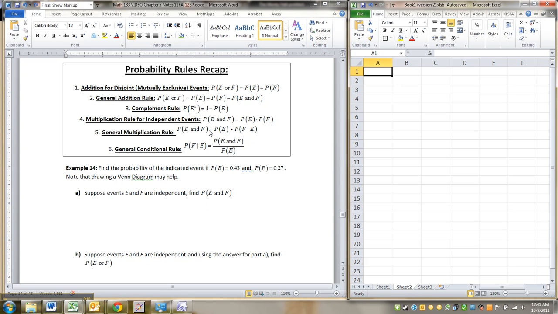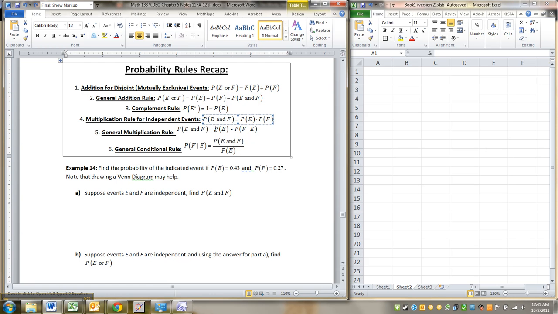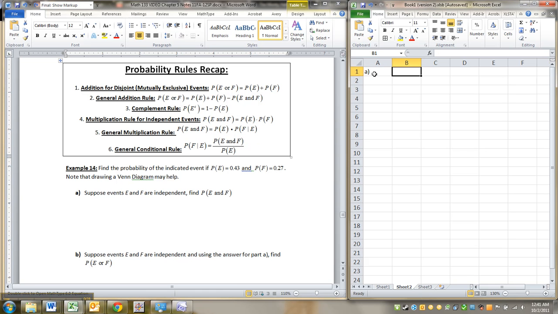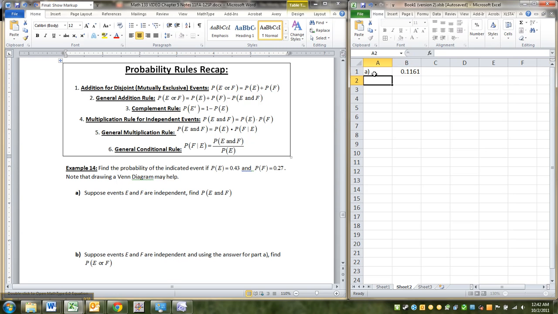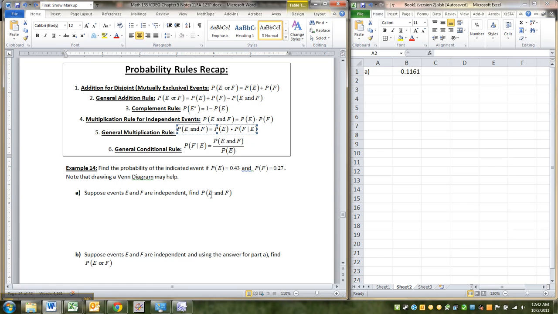Okay, so we have two ways to find the probability of E and F. Right here, rule number 4, right? If they're independent, and the general multiplication rule if they're not. Since part A said they were independent, all I'm going to have to do is multiply the probability of E times the probability of F, which would be equal to 0.43 times 0.27.